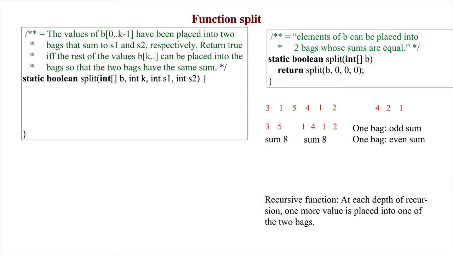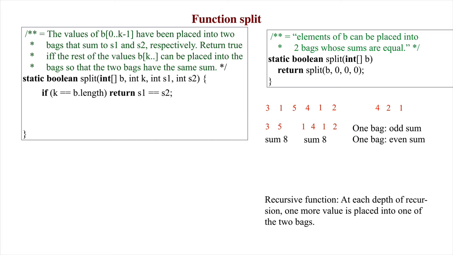We're now ready to write the recursive method split. The base case is easy. If k equals b.length, then all the values have been placed in the bags, and true or false can be returned depending on whether the two bags have the same sum or not.